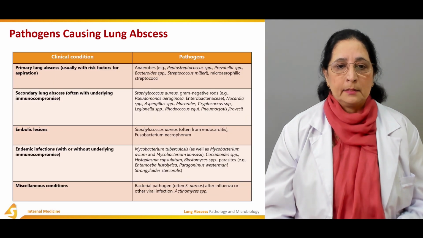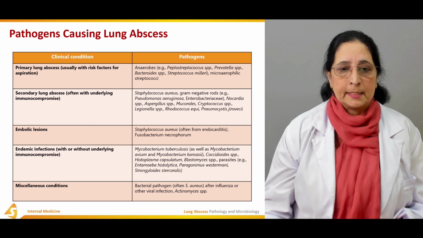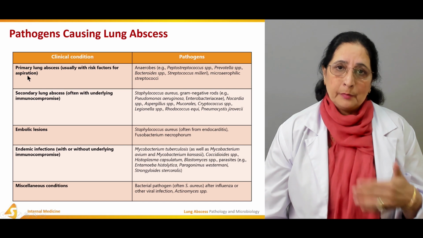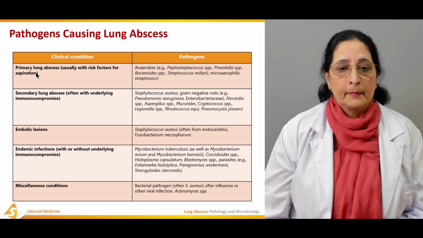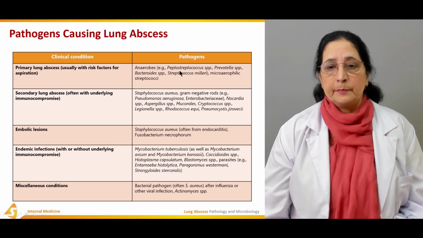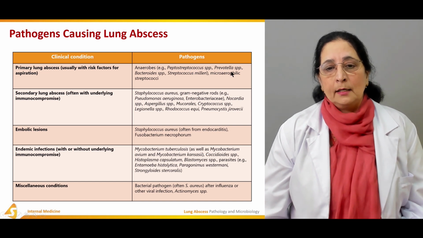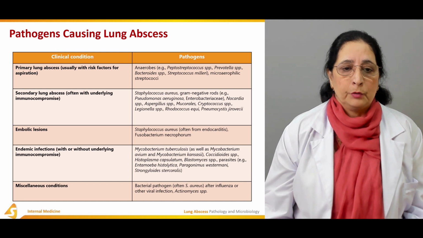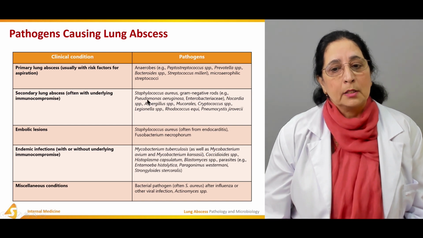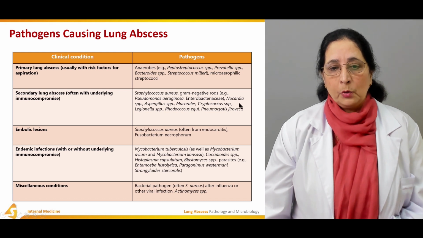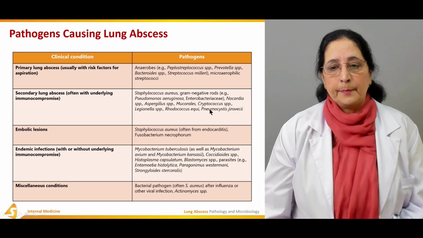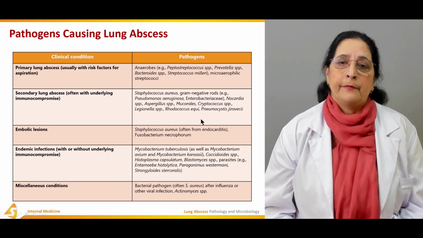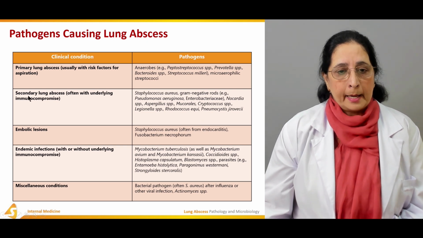Pathogens causing lung abscess. These are the clinical conditions, and then we have different pathogens causing those conditions. We already talked briefly about the primary and secondary lung abscess. Primary lung abscess is by anaerobes, which are Prevotella, Bacteroides, and microaerophilic streptococci. Secondary is often due to Staphylococcus aureus, gram-negative rods, Nocardia, Aspergillus, Mucorales, Cryptococcus, Legionella, Rhodococcus, and Pneumocystis. So all these are different causative organisms for the secondary lung abscess.